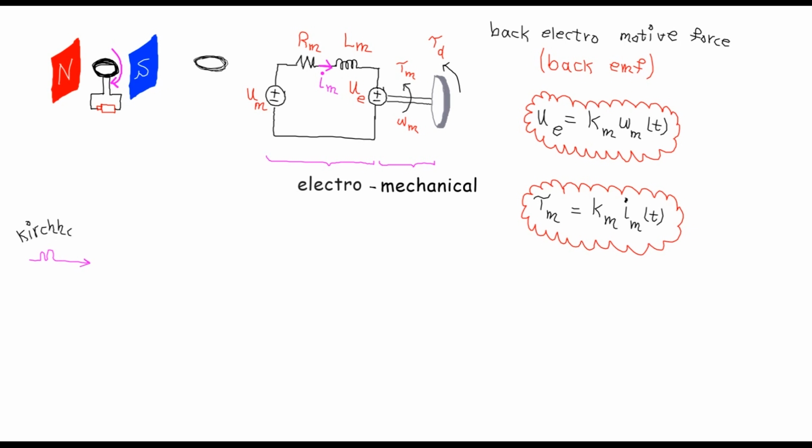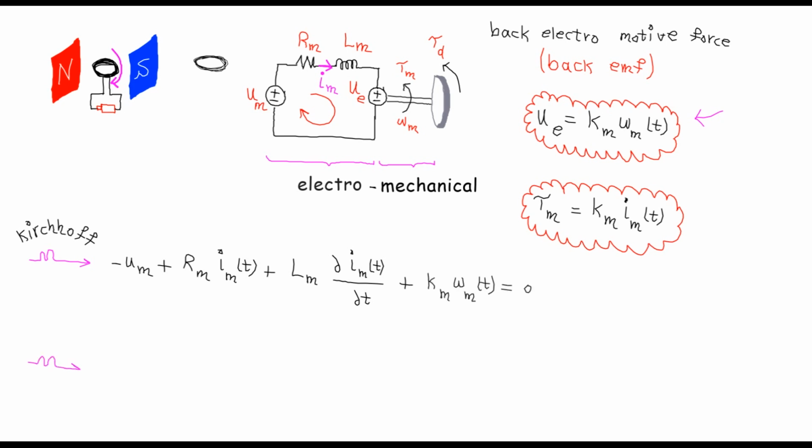For the electrical circuit, according to Kirchhoff's law, the summation of all the voltages must be zero. So here's what we get. Let's replace UEMF by this equation. For the mechanical part, according to the equation of motion, we know the summation of all torques is directly proportional to the acceleration, which is the derivative of angular velocity.